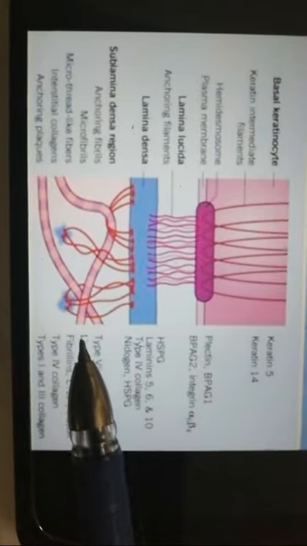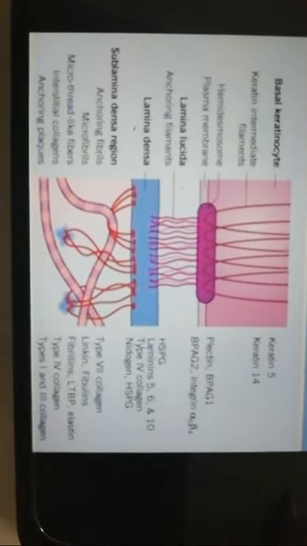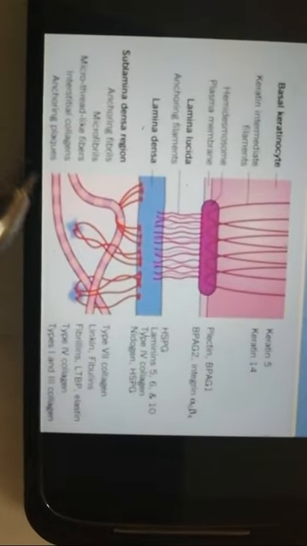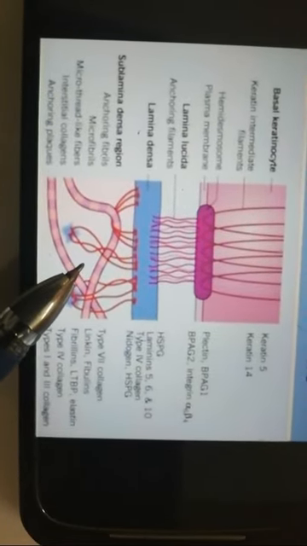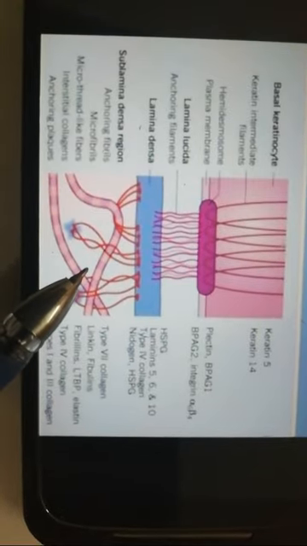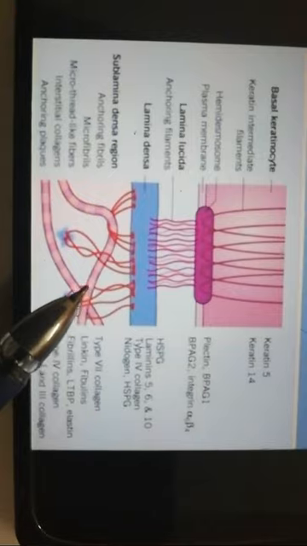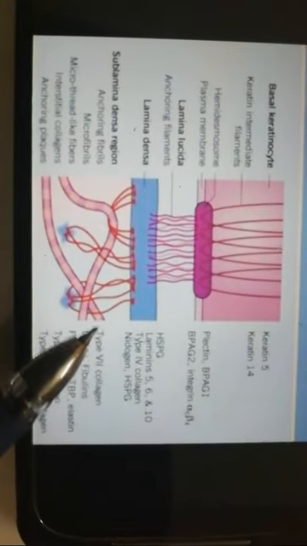Now what's happening in this epidermolysis bullosa acquisita, that is EBA? The antibodies come and act on these type 4 collagens, right? They go and act on the type 4 collagen. When they act on the type 4 collagen, it disturbs the type 4 collagen, and you have a gap.